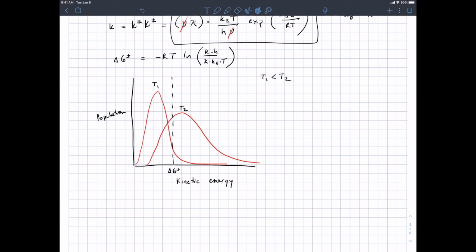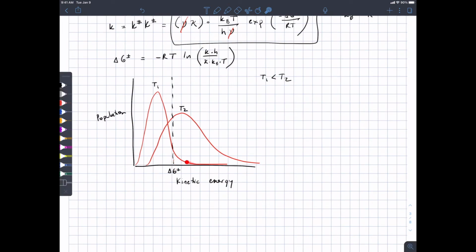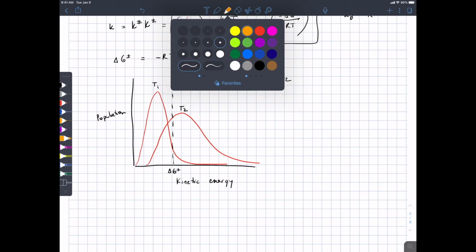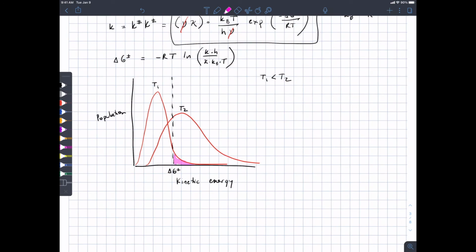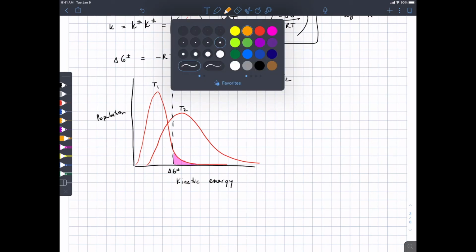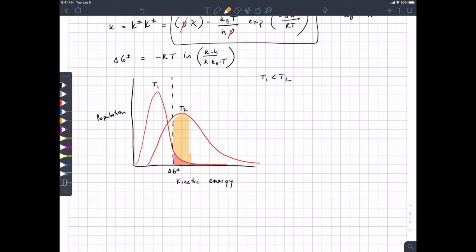Now, the area under each curve from this activation energy and on is going to represent the percentage of the population of molecules that has enough energy to get over the transition state. So at temperature 1, let's shade with, we got to choose something. Pink, fine. At temperature 1, we only have this much that has a high enough energy to get past the transition state. At temperature 2, though, we have a much larger amount, all of this. So that's how I want you to think about the influence of temperature on reaction rate. It's just an issue of shifting the population of molecules so that more of them have enough kinetic energy to traverse the barrier.